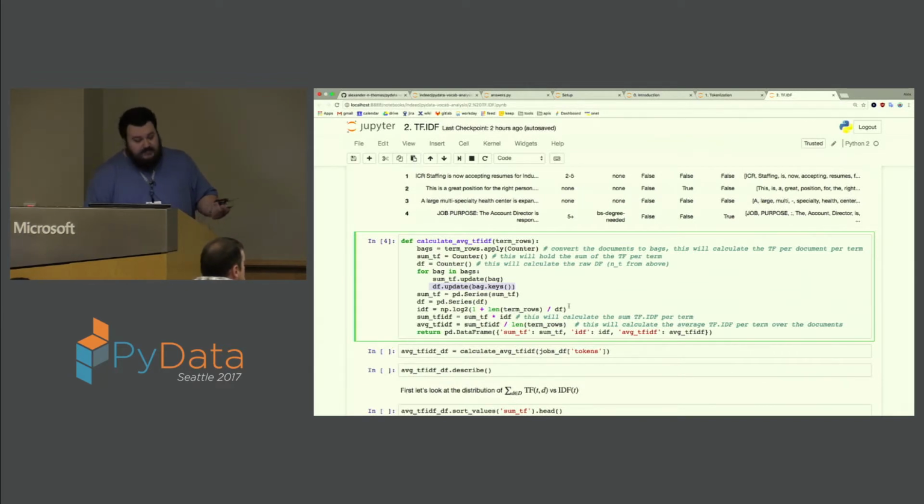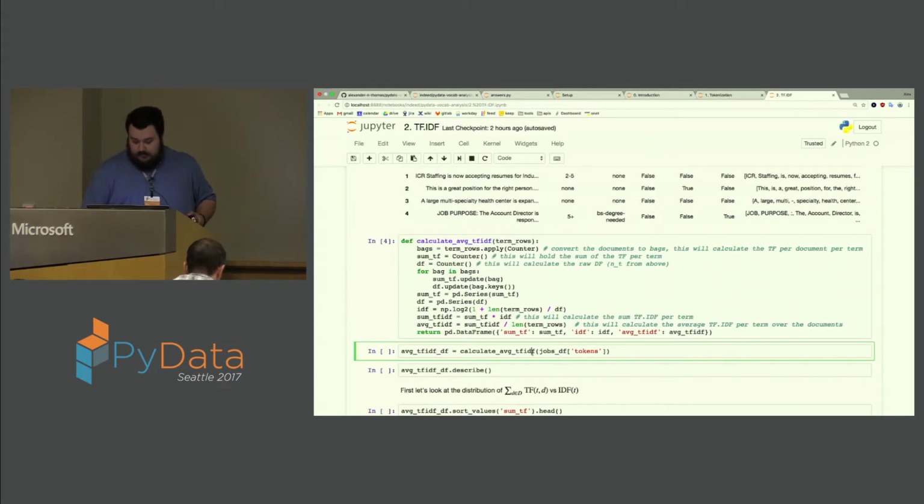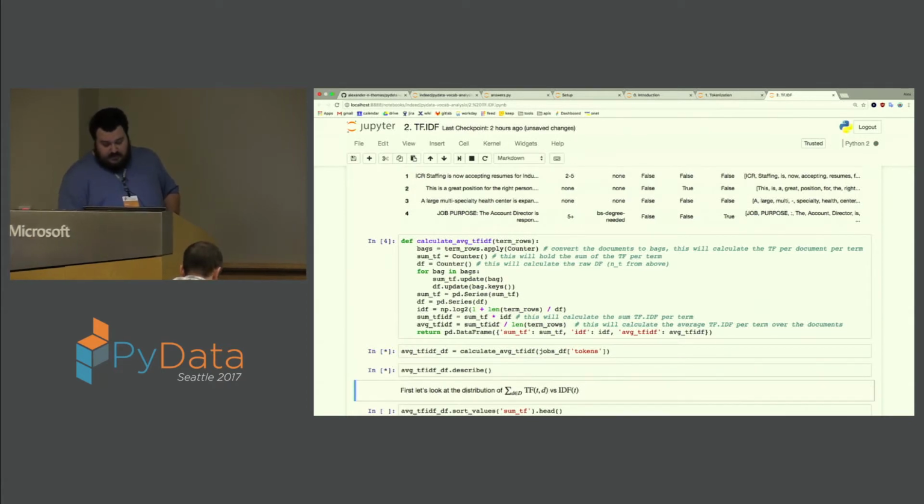Now we can calculate the IDF. It's just taking the log of that value, using the number of term rows, or number of documents, we have. Then we multiply that times the TF, and we get the sum TF.IDF, and divide it by the number of documents to get the average TF.IDF. And now we'll have a data frame that has all the cool information we're looking for. So take my function, I'm going to give it the tokens we just generated before, and let's see what's there.